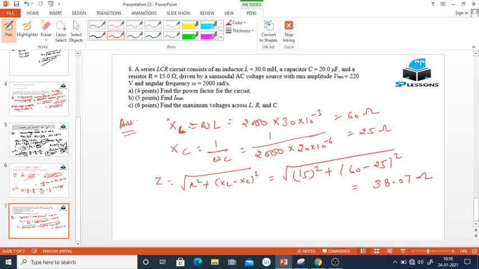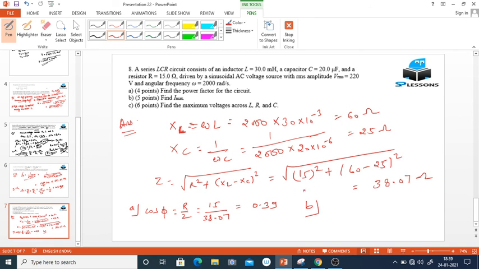Now you can find any value. First of all, the power factor cos phi. Cos phi is equal to R by Z, the resistance 15 and Z is 38.07, which is approximately equal to 0.39. Okay, the second, part b, is to find the I maximum.